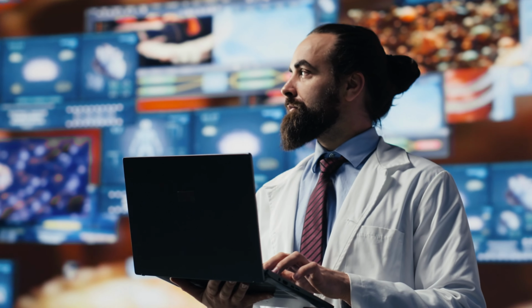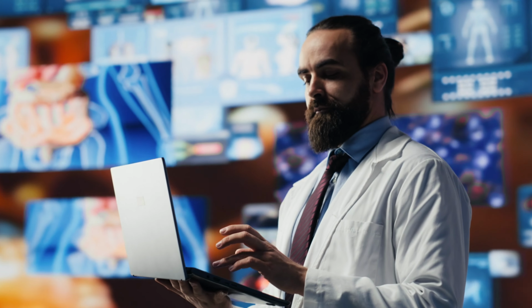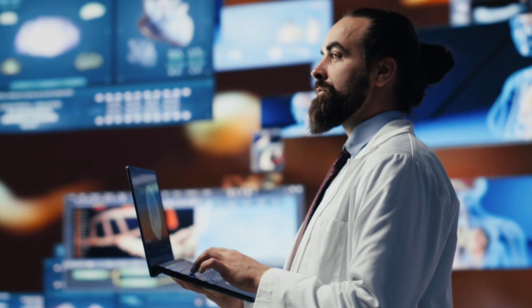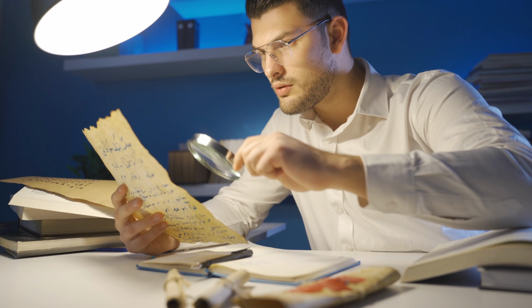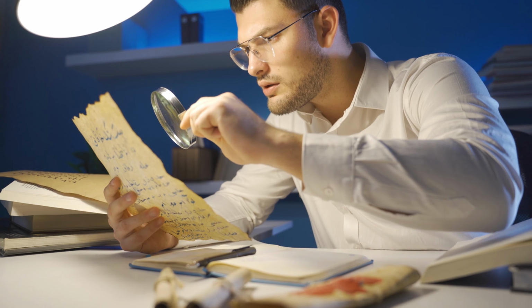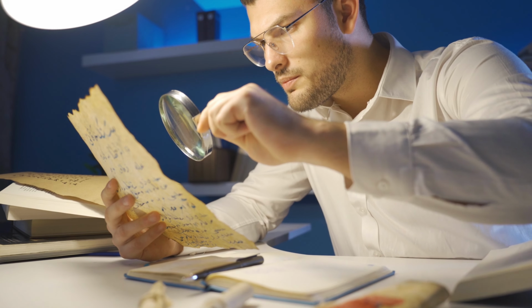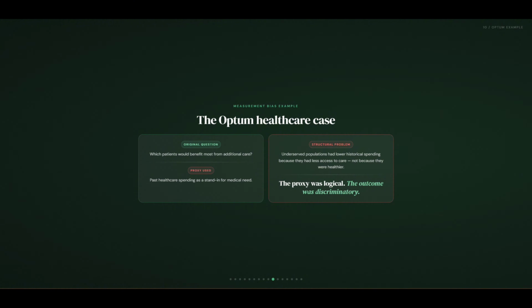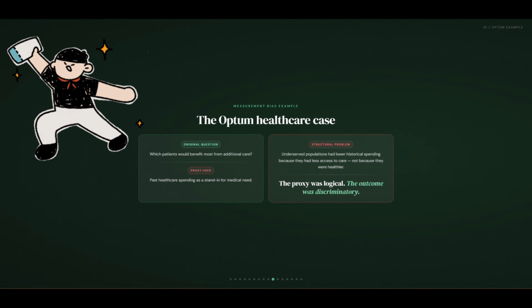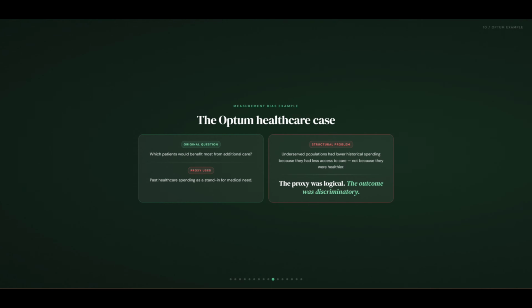The problem was structural. Certain populations had historically had less access to healthcare and therefore lower spending. Not because they were healthier, because they'd been underserved. The algorithm systematically underestimated their actual health needs and directed resources toward patients who had spent more, not patients who needed more. The proxy was logical, the outcome was discriminatory, and fixing it required replacing the metric entirely, not tweaking the model. And you need a human in the loop to ensure this. The model will never raise its hand and say, "I think the question you asked me is the problem." That's your job. Our fourth item is automation bias.